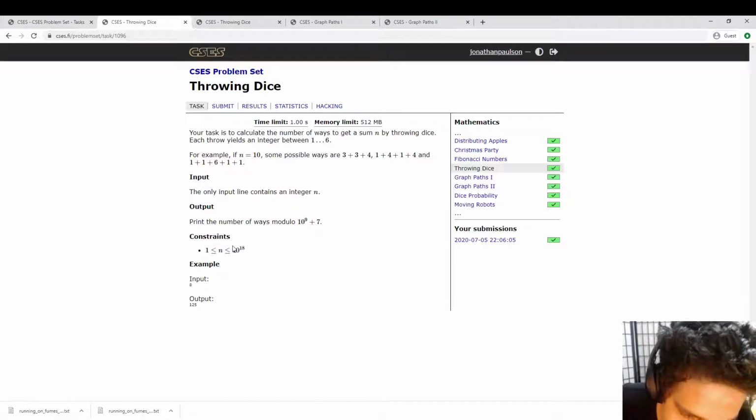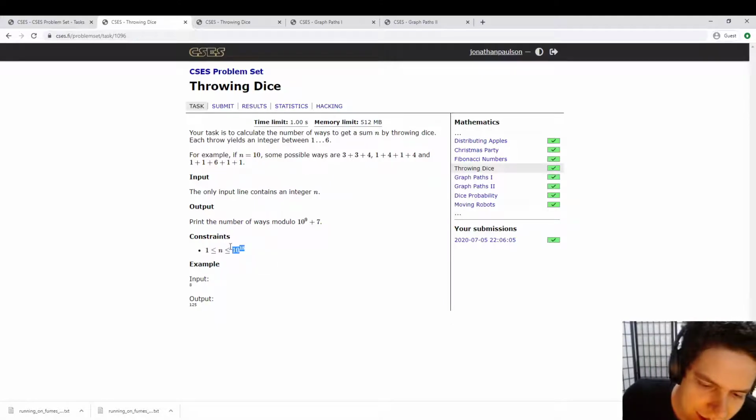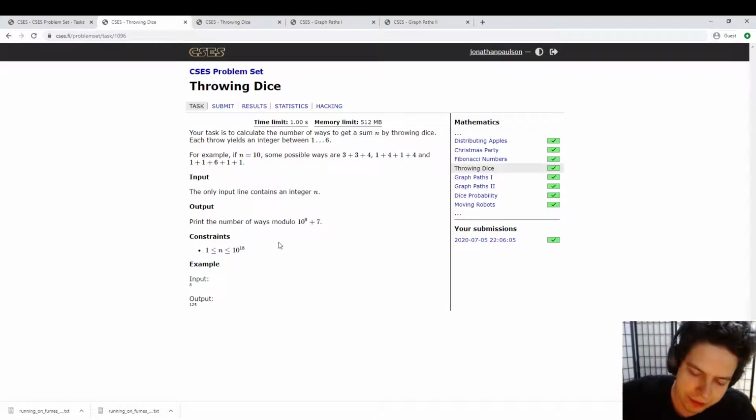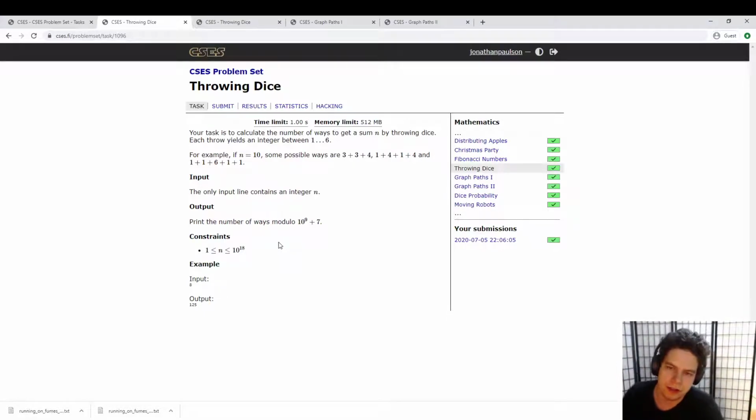And in particular, the interesting part of this problem is that n is 10 to the 18. So that's very big. We can't do anything linear time. We need some kind of sublinear, probably even logarithmic time solution. And in fact, that will be possible.